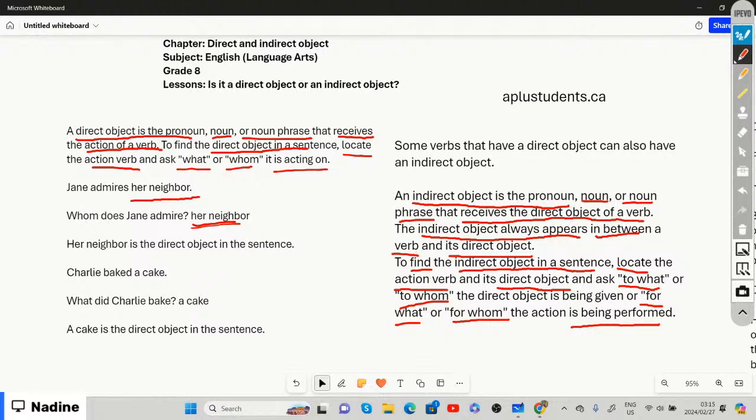So we see that the indirect object always appears in between the verb and the direct object. In order to find the indirect object within a sentence, we need to locate the action verb and find its direct object, and we need to ask ourselves questions like to what the direct object is being given, or to whom the direct object is being given. Or we can ask ourselves for what the action is being performed, or for whom the action is being performed.